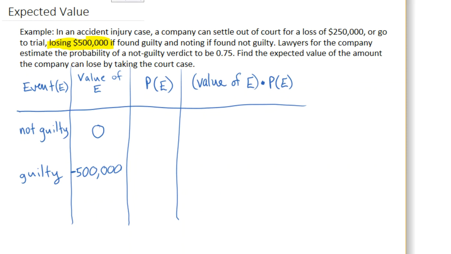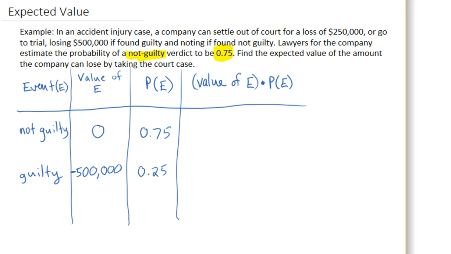now we go on to the probability of the event, and that's given by the 75%. The probability of a not guilty verdict is 0.75. Then, since there's only 2 scenarios here, the probability of a guilty verdict is the complement of that, or 0.25. Sometimes you're going to have to figure out the probability by using that complement rule. Sometimes you'll know each individual one. It just depends on the scenario, and you have to read the problem to figure it out. But there's going to be a way to figure out the probability of all the events.